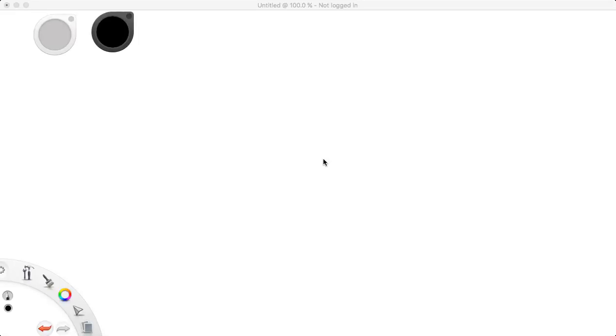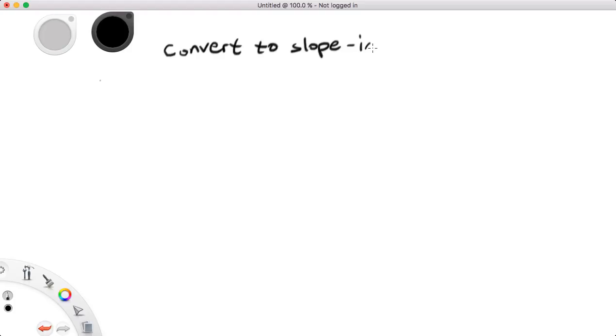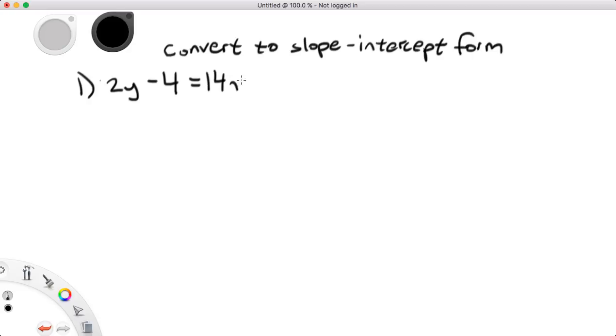One skill that you need for the ACT, one thing that you're going to end up doing quite a lot, is converting from different forms of linear equations to slope-intercept form. So we're going to learn how to convert to slope-intercept form. I've already talked a little bit about why that's important. So I've got some examples that we're going to go over right now.